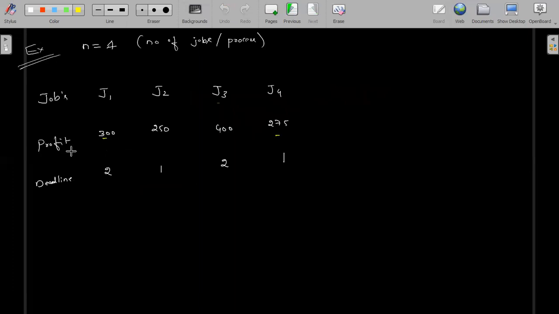Now see here, we got this one. Let's try it. First case, I will take J2, then J3, then J1. What is the profit for J2? That is 250. What is the J3 profit? That is 400. What is the profit for J1? You can see, 300.